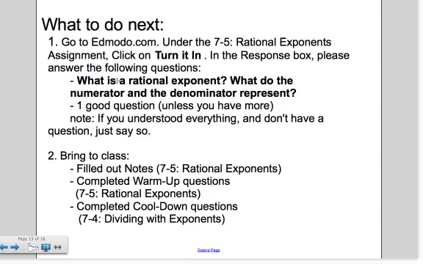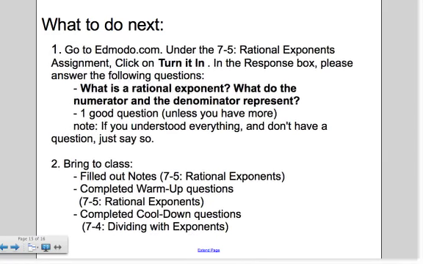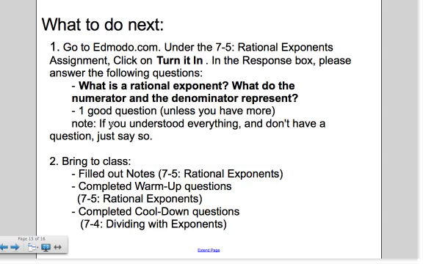So what to do next? Go to Edmodo, and under 7.5 rational exponents, click on Turn It In. In the response box, please answer the following questions. What is a rational exponent? And what do the numerator and denominator represent? Okay. You need to understand this concept from this video. If you're still uncertain, go ahead and watch the video again, or at least the parts that talk about rational exponents, the very beginning. You need to give me one good question unless you have more. If you are completely satisfied with how you understand this material, don't worry about asking a question.